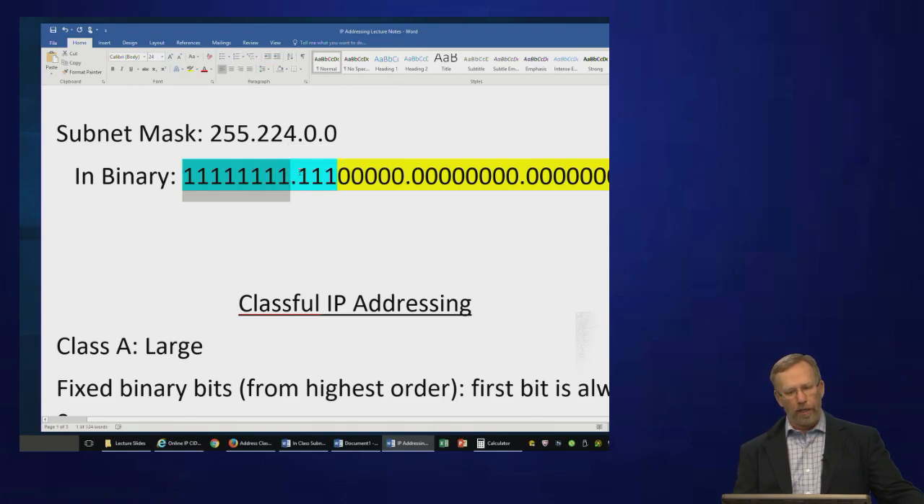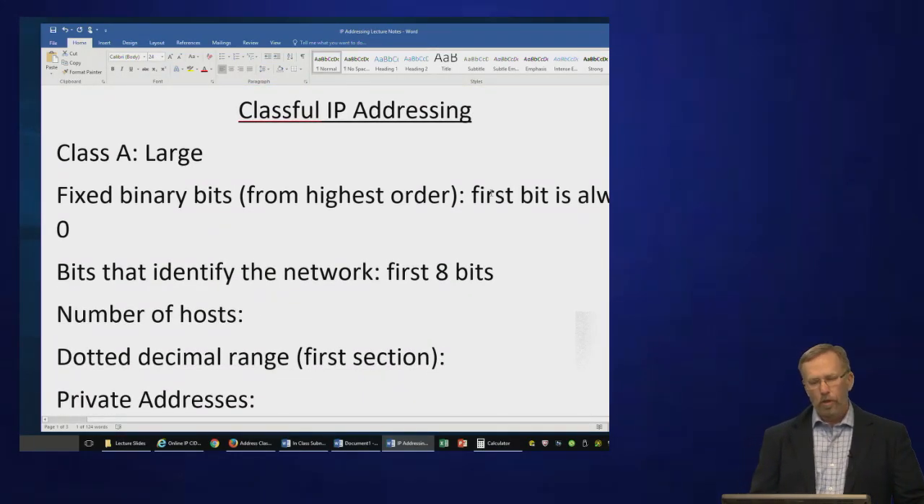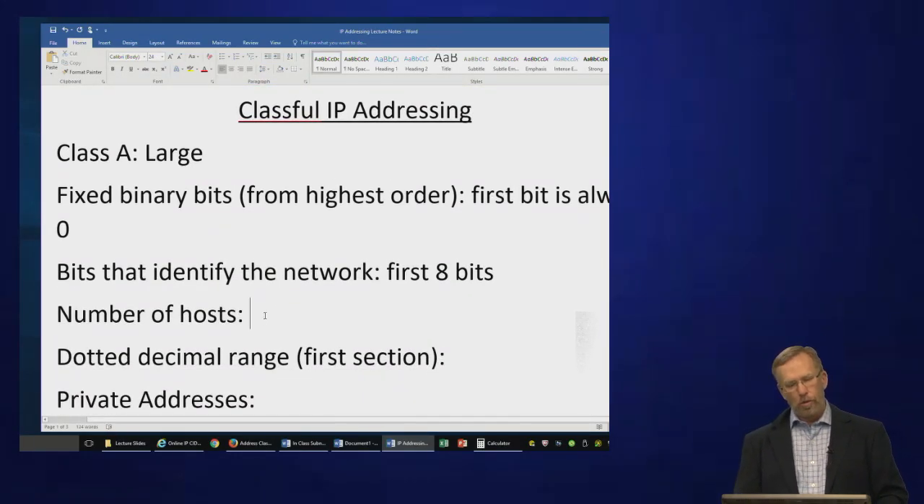We can never break it like we did earlier at 11 bits when we're doing classful addressing. Classful addressing always breaks on the dots in the dotted decimal format. So Class A breaks at the first dot, Class B breaks at the second dot, Class C breaks at the third dot. How many hosts can you have on a Class A network?